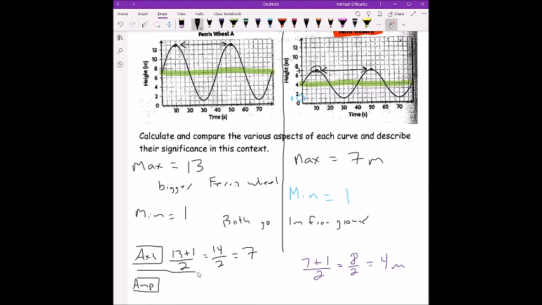Amplitude. You guys slow down. I haven't done mine yet. So my amplitude is max minus min. 7 minus 1 divided by 2 equals 6 divided by 2, which equals 3. Okay, so 3 up and 3 down. Now, you guys have told me 6. 13 minus 1 divided by 2 equals 12 divided by 2 equals 6.